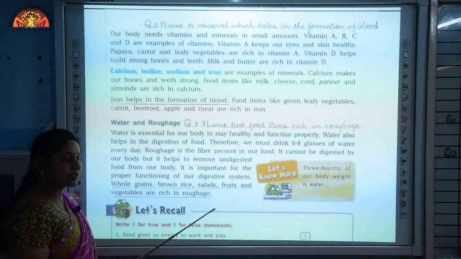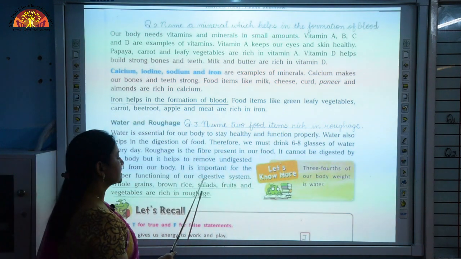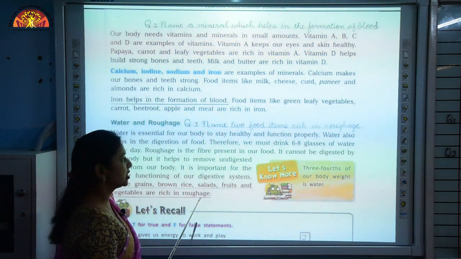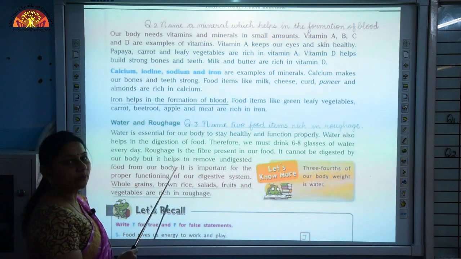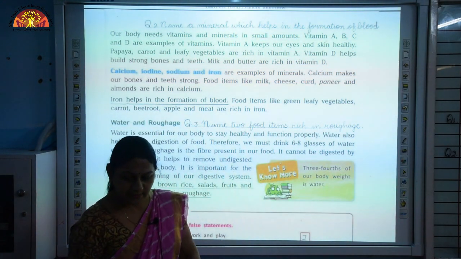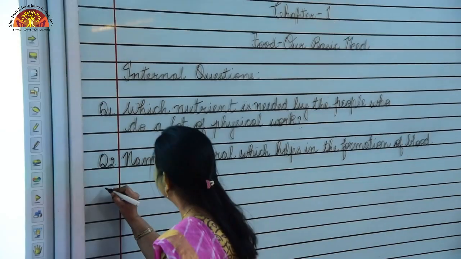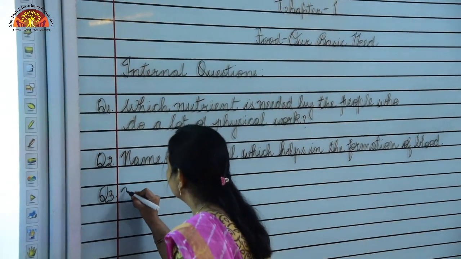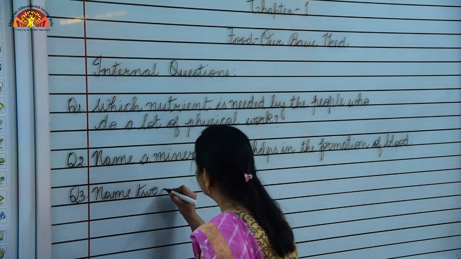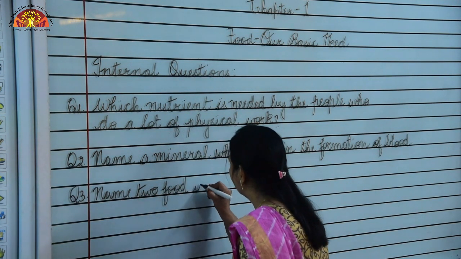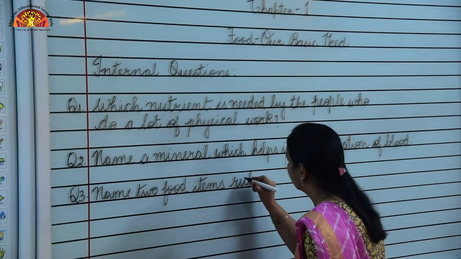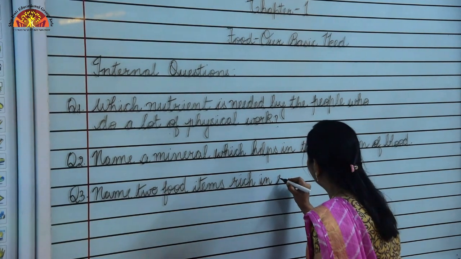And what are the sources of roughage? Whole grains, brown rice, salads, fruits and vegetables are rich sources of roughage. Again children, we have our third internal question, which is: name 2 food items rich in roughage. Let us write the third internal question: name 2 food items rich in roughage.